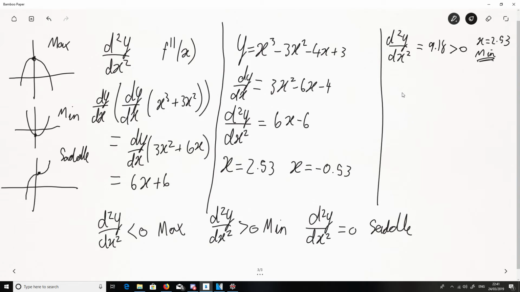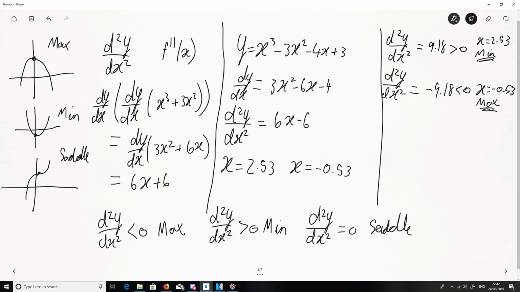So we'll try it out with our other value of x. So we have minus 0.53 times 6 minus 6. And that gets us a value of d squared y by dx squared equals minus 9.18, and that is less than 0. And so that means that at x equals minus 0.53 we have a local maximum. And that's all there is to do for these kind of questions.